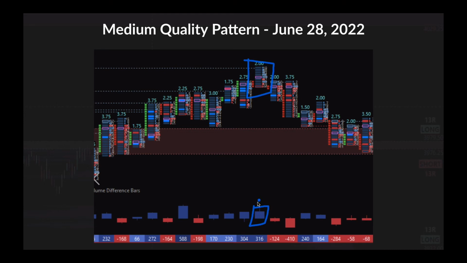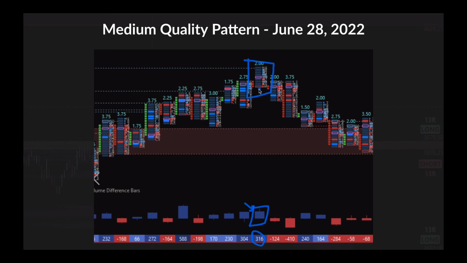Now, I don't like this. I don't like this delta right here. That's a lot of delta, 316. That's a lot of bull delta right there. This could probably keep me out of the trade or make me really wary of this trade, because this is a little bit sketchy.